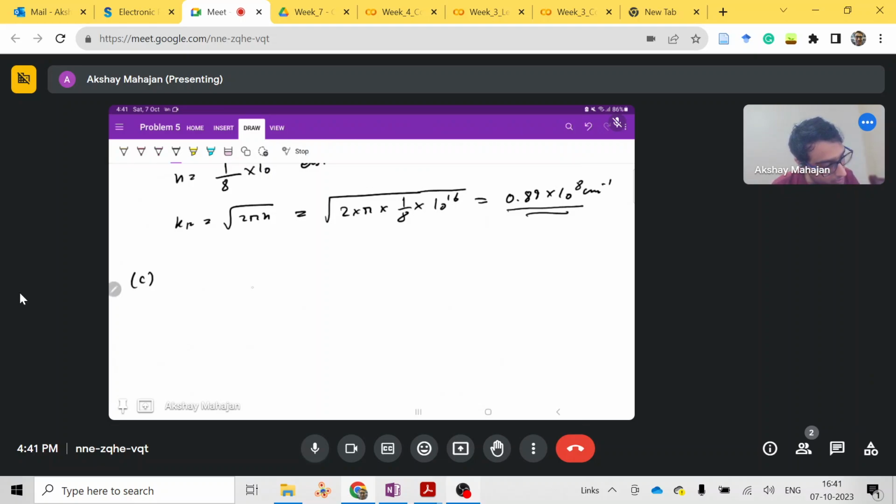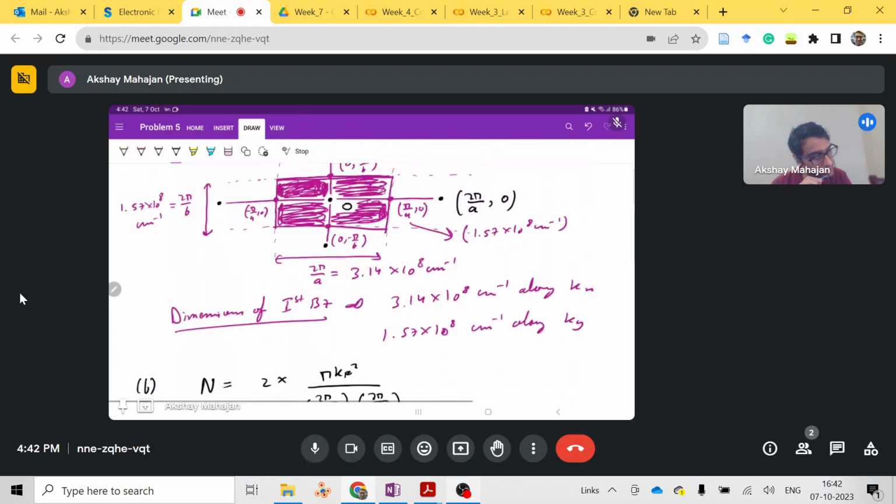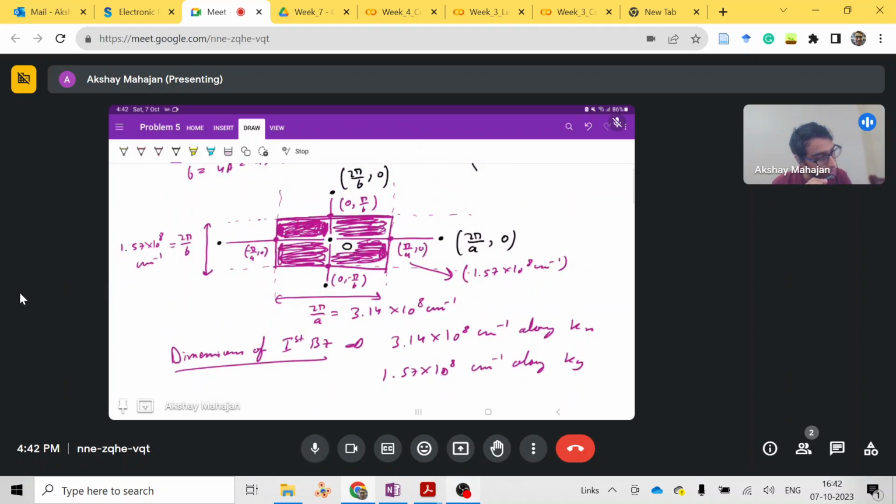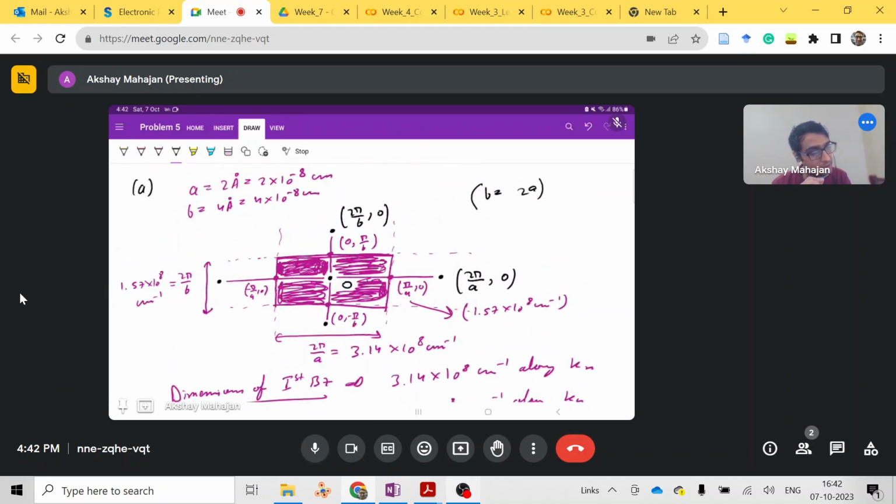Alright, so basically let's say this is our first period zone. Okay, and this is my gamma point 0. Now we know that pi by a distance is around 1.57 into 10 to the power 8, and this point, that's why I was showing this point, will be 0.78 into 10 to the power 8 centimeter inverse.